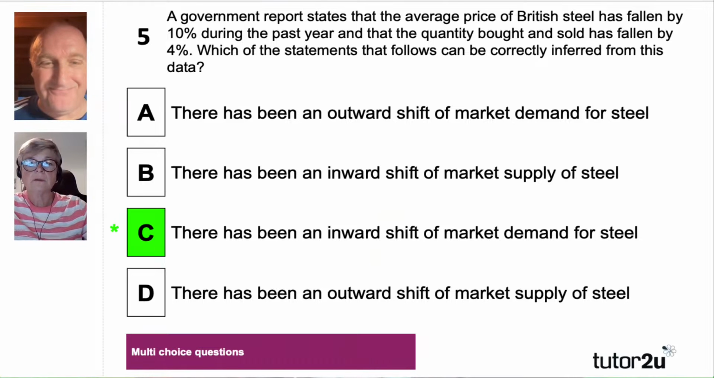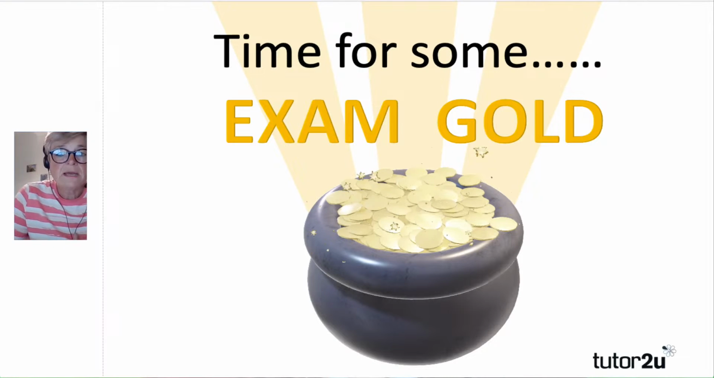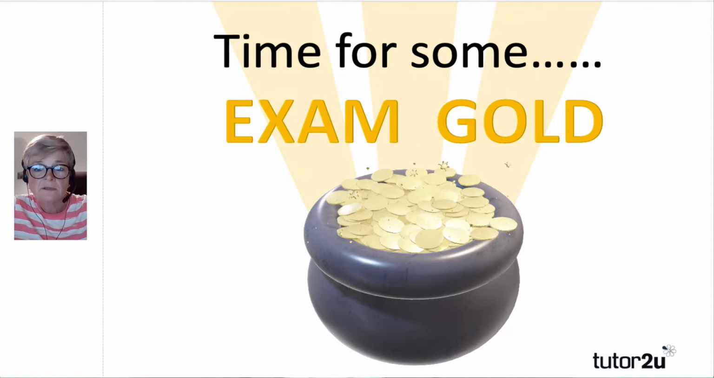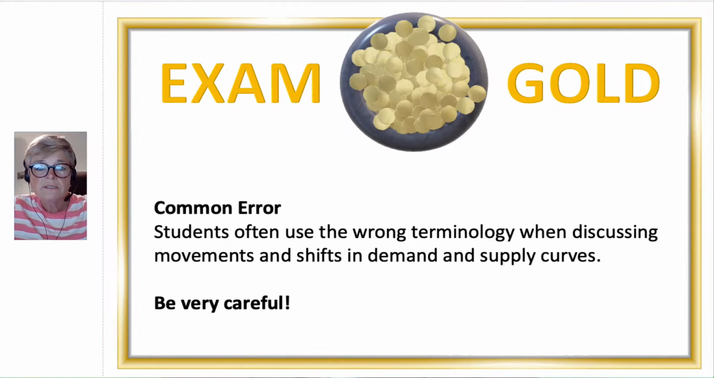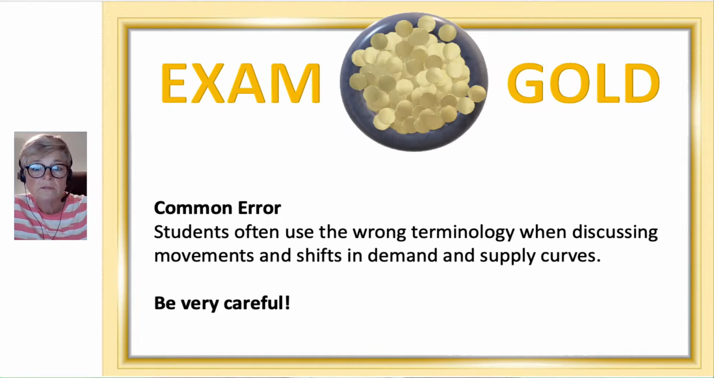Over to Nikki. Right, so time for some exam gold. So what I'm going to be doing is actually going to be building on everything Geoff is saying and just consolidating some of that. So there were some really important questions that he covered there, and let's just make sure we've got it all right in our minds. So our exam gold, the most common error students make is using the wrong terminology when discussing movements and shifts in demand and supply curves. And that flags up errors to examiners. So be careful. We need to be careful to get this absolutely right.